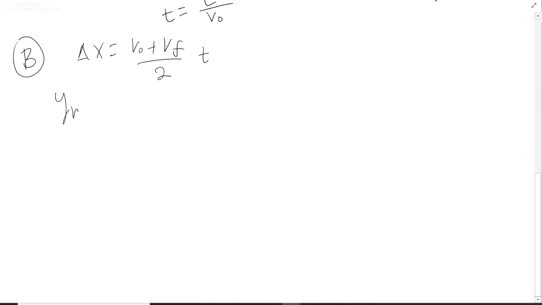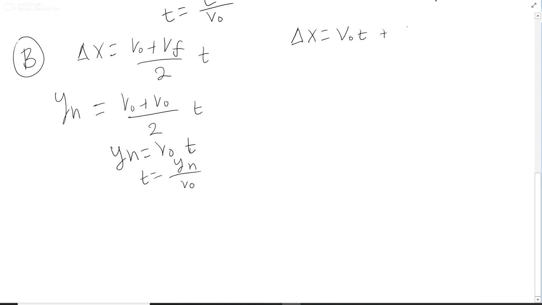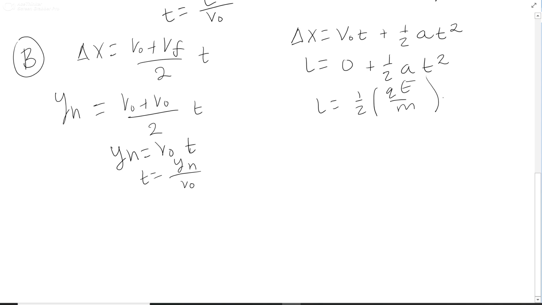So our change in y is h. Our initial and final velocities are both V0. That gives you h equals V0 t, so t equals h over V0. And then we're doing the same thing in the x direction, so delta x equals L. Our a is still the a we had earlier, so QE over m, and t squared is h over V0 squared.